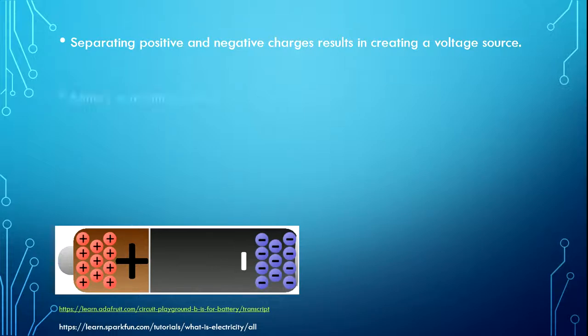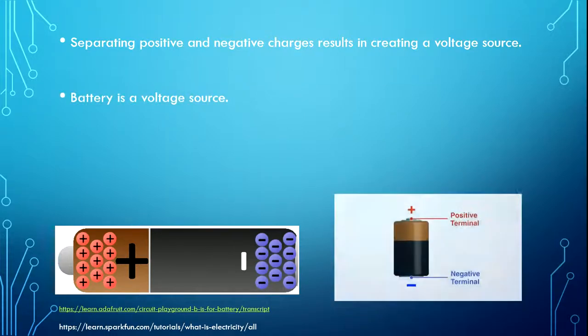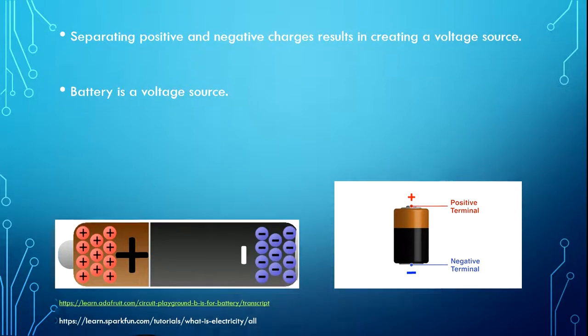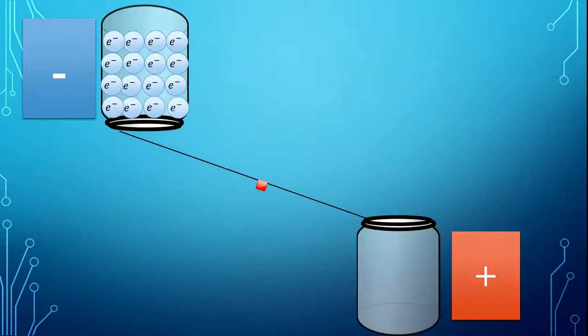An example of a voltage source is a battery. As we can see here, the battery usually consists of a positive and negative terminal. To explain voltage, we're going to look into this example.